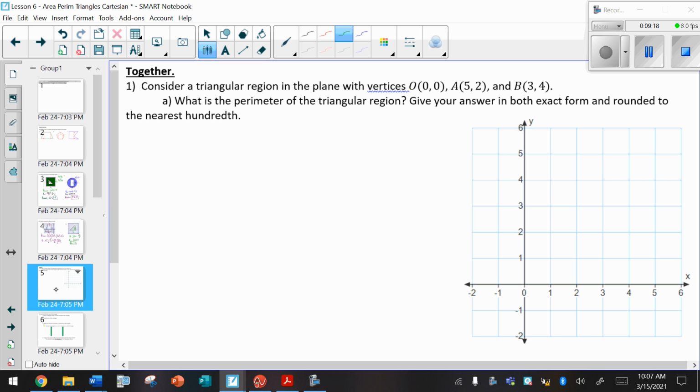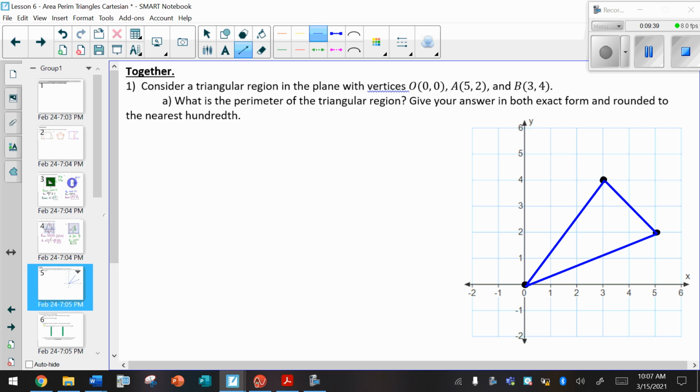So let's take it to the next level. Consider a triangular region in the plane with vertices (0, 0), (5, 2), and (3, 4). So graph your triangle. What is the perimeter of the triangular region? Oh, perimeter this time, not area.